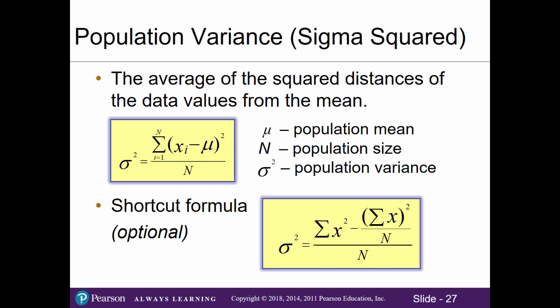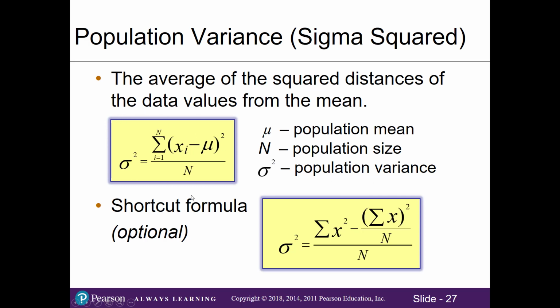Another form of variation that we're going to use often throughout the semester, so it's very important we get a good understanding of it, is the population variance. So this is the average of the squared distances of our data values from the mean. So here we have our formula using various Greek letters. So let's make sure we understand what each symbol means. So here is our mu, this is our population mean. Our big N tells us our population size, and our sigma squared here is our population variance.